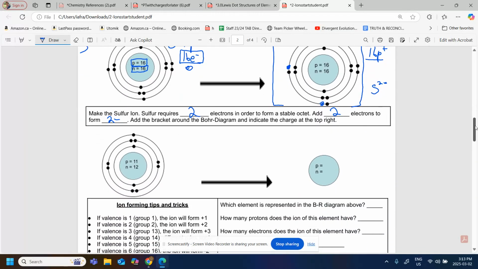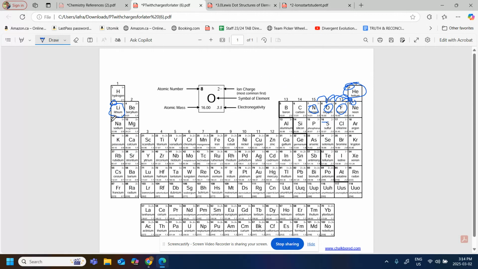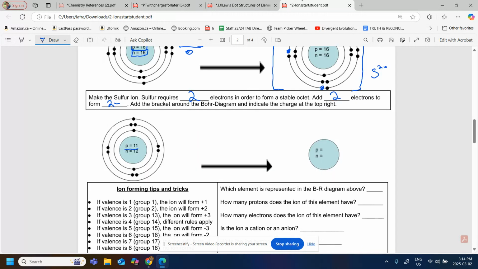Okay, let's try our next one. So you can try this one as well. Try to guess which element you have. Again, look at the number of protons. So if you look at the number of protons, there's 11. So if we go to atomic number, we're dealing with sodium. So sodium has 11 protons.